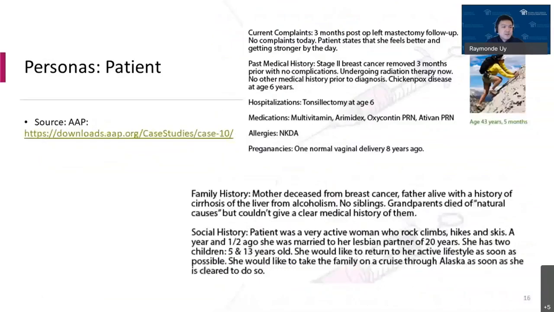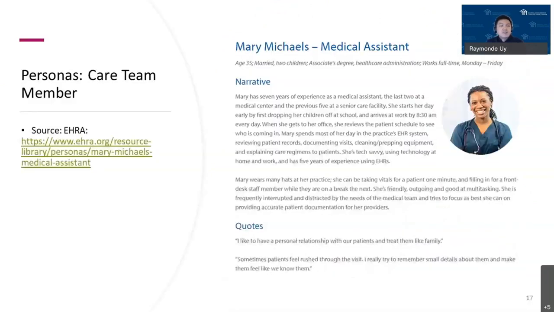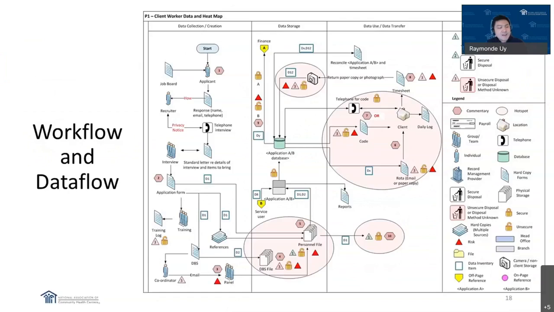Then you move on to what's called personas. In this case, the persona here would be from the patient's perspective. You can see the chief complaint is there, the history is there. So what is the patient experiencing, or what is the situation of your patients that your field persons are seeing? Next, don't forget, the personas would be your care team members. In this case, the persona here would be Mary Michaels. Again, this is all fictional, who is a medical assistant, and this has a narrative, and you have quotes on what she or he possibly is experiencing in the field. And workflow is tough and data flow is tough.